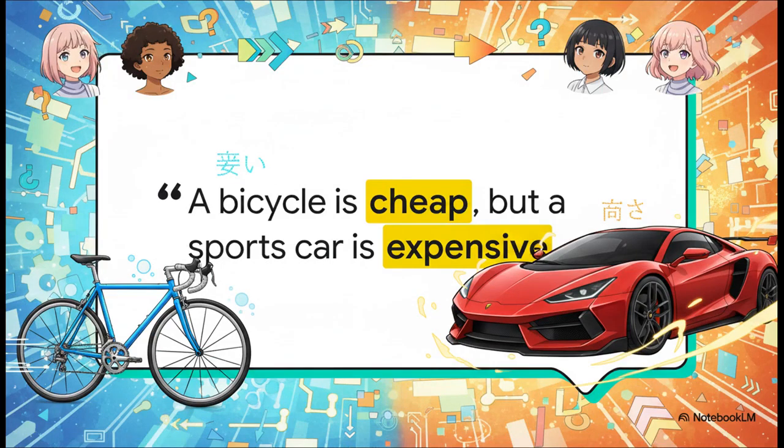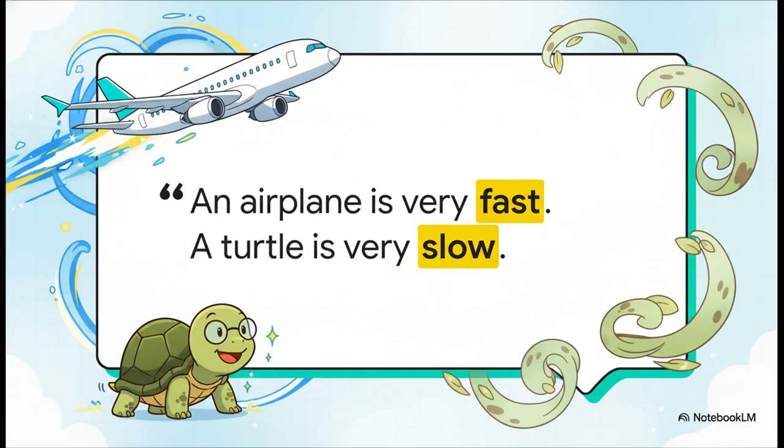For example, check out this sentence. A bicycle is cheap, but a sports car is expensive. Right away, those two adjectives tell you everything you need to know about the difference in value. Or how about this one? An airplane is very fast. A turtle is very slow. The words themselves create such a strong and clear contrast.